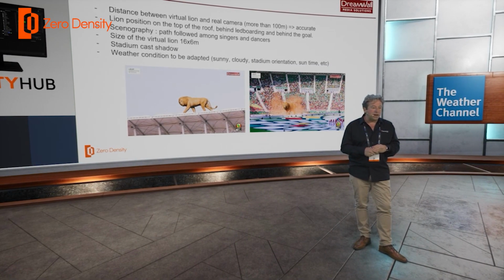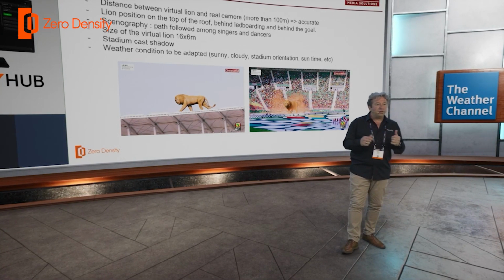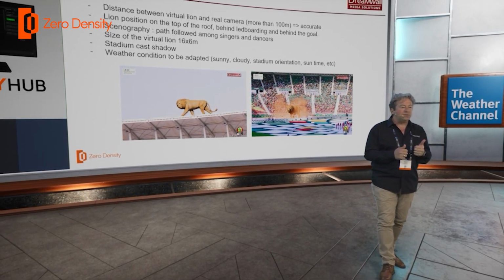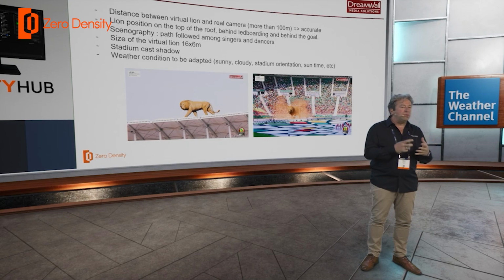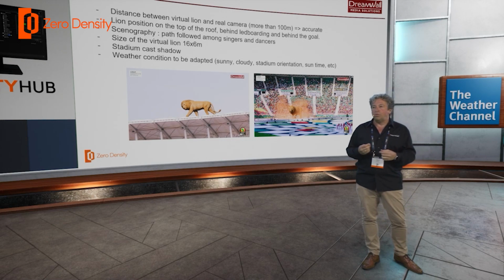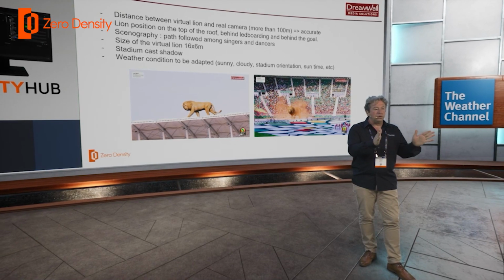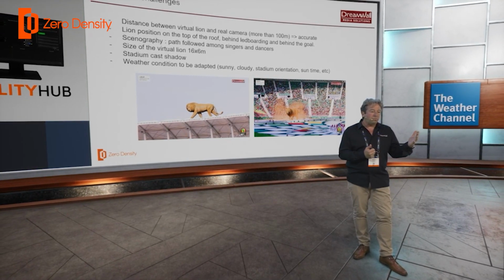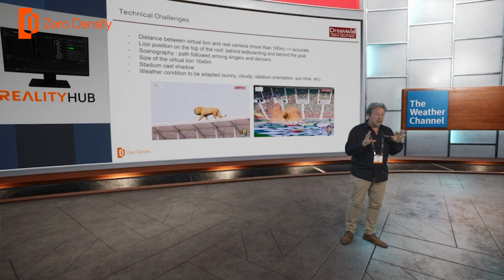After the technical challenge, what is interesting and important for us is the first challenge about augmented reality: the distance between the virtual lion, all the augmented reality objects, and of course the real camera. The distance was more than 100 meters. When you have to face 100 meters, one single shift of less than 1 degree can produce enormous errors in the way the augmented reality appears. And also the lion position, on the rooftop and behind the LED boarding.